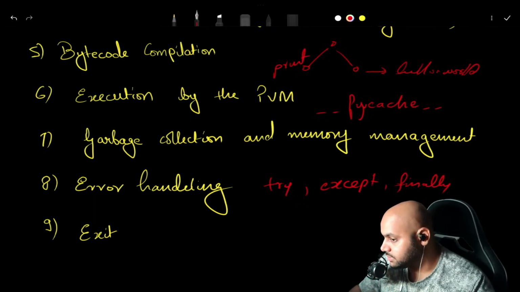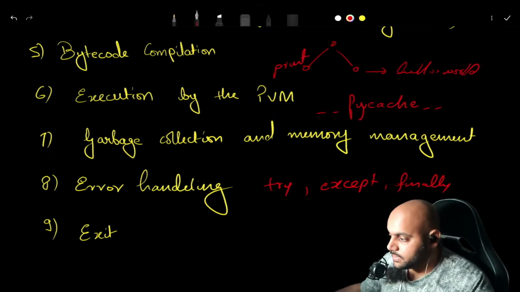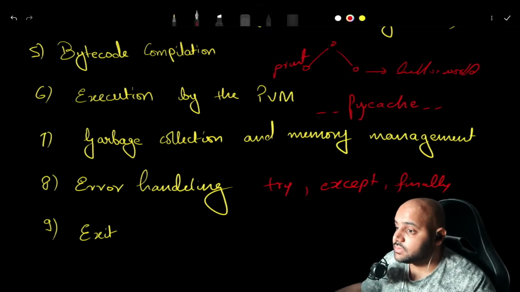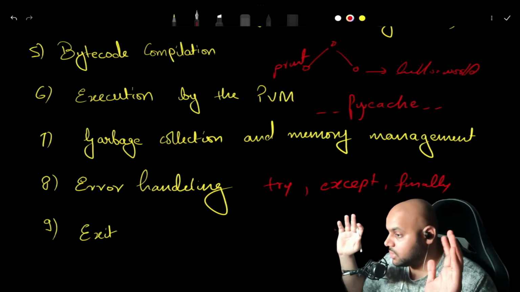We will not get stuck over here. And of course, then the exit is basically you leaving the whole shell, the PVM is closed, and then you come out of it. So this is how Python works, and now you know what's going on inside the whole black box.